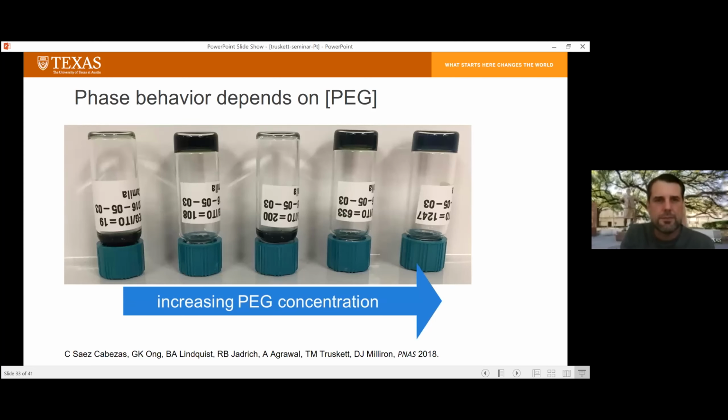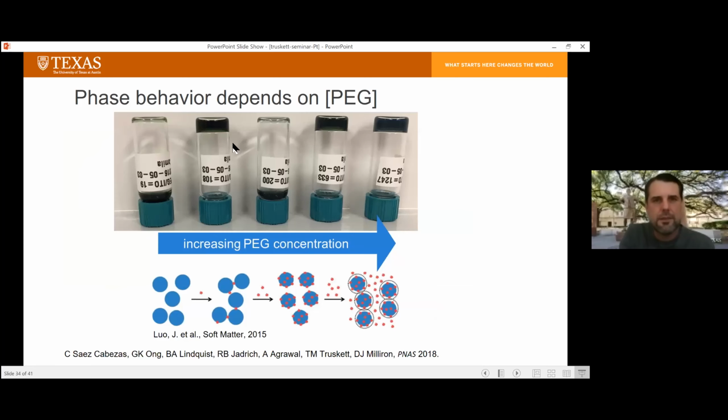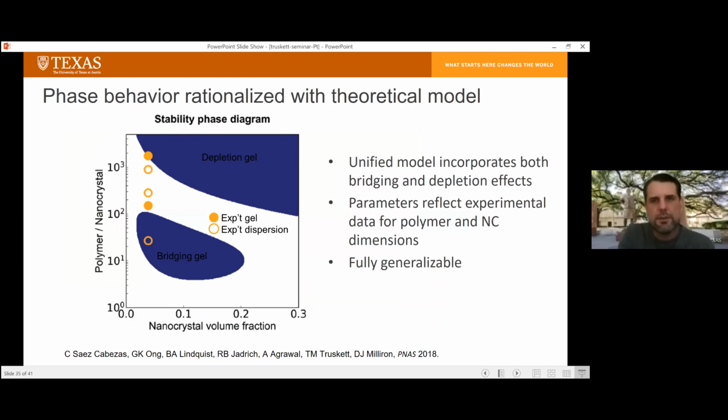And so I'm just emphasizing that we're back to this conceptual picture that has been seen for micron-scale colloids, but now it's in terms of nanoscale nanocrystals. And you can develop simple theories which can make predictions about the phase behavior of such systems. And those theories predict two types of gels, as you would see experimentally.